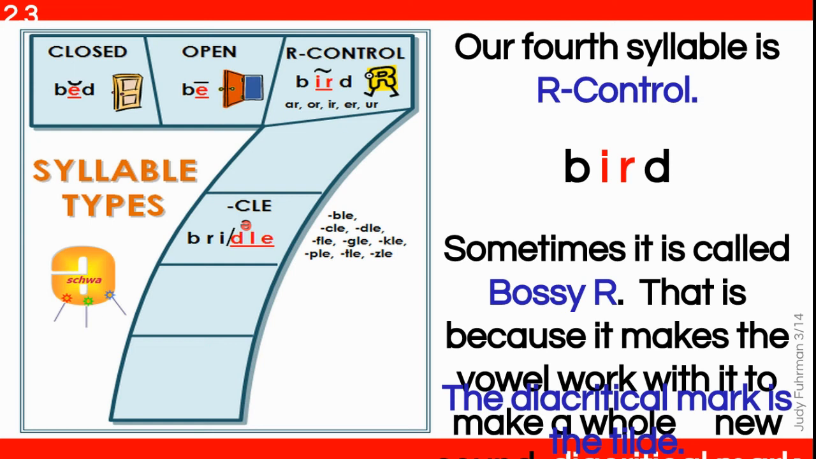The R control has the example of the word bird. The IR is sometimes called the bossy R. That is because it makes the vowel work with it, and it makes the R sound. So you hardly hear that vowel sound. It makes the vowel work with it to make a whole new sound, like bird. So that bossy R controls the vowel.